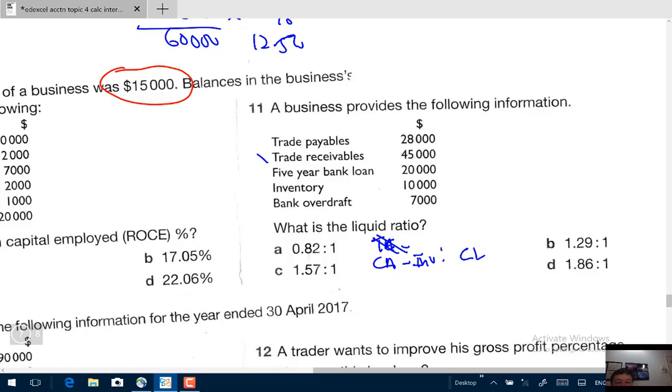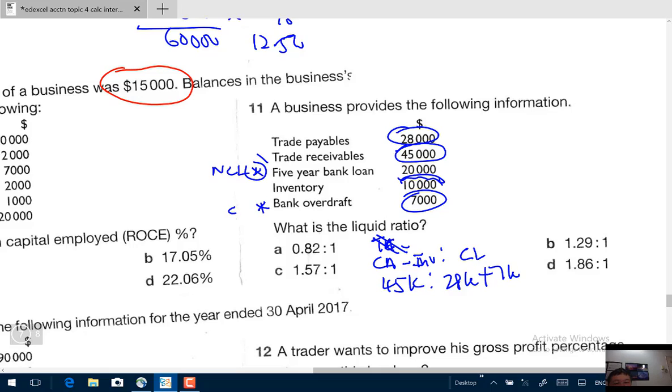So you include trade receivables. You don't have a bank balance, so the only current assets is 45k. Please do not take in inventory. Your current liabilities will be the trade payables, 28k, plus bank overdraft, 7k. 5-year bank loan is a non-current liability. Bank overdraft is a current liability. Trade payables is a current liability. Trade receivables is a current asset. Inventory is a current asset, but in a liquid ratio, you cannot take up inventory.